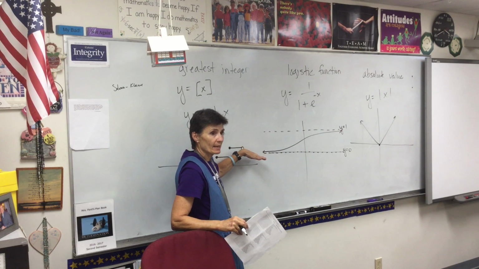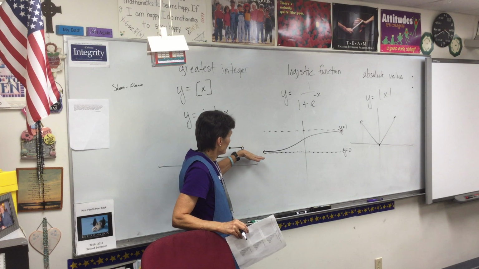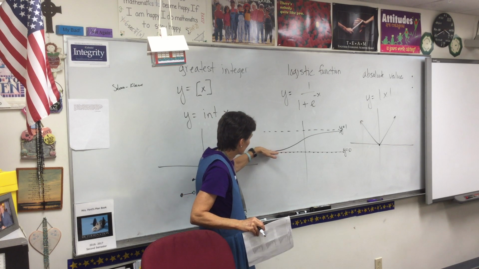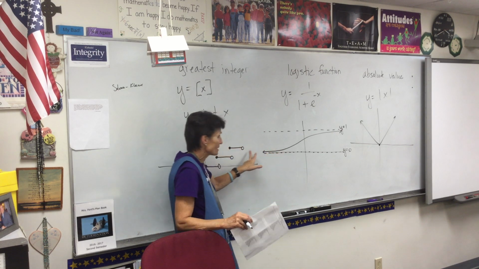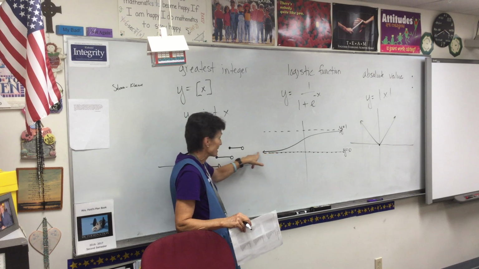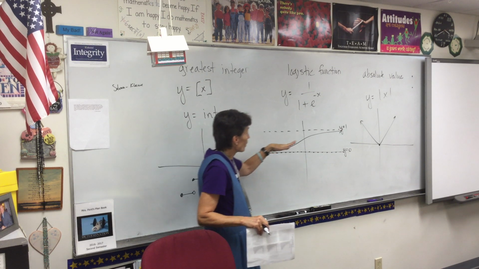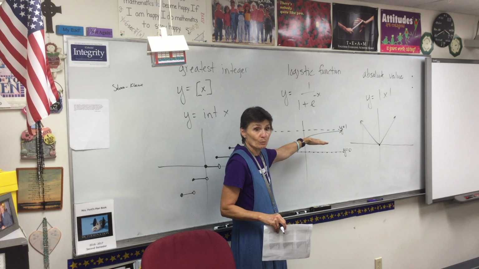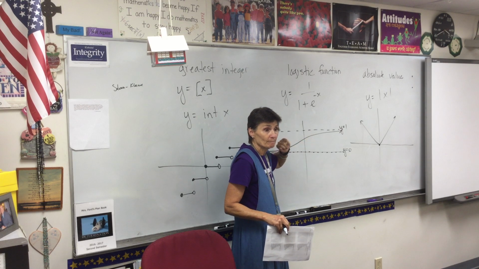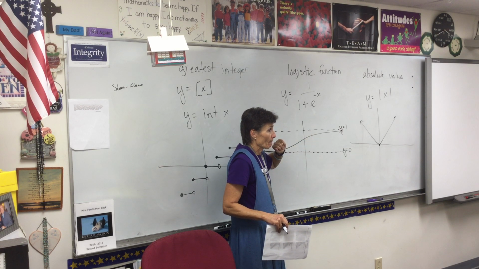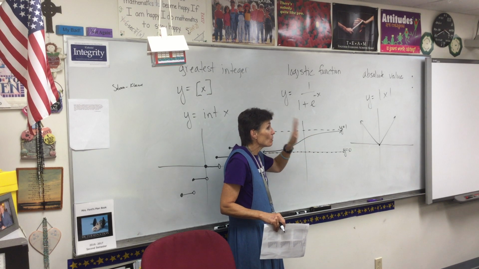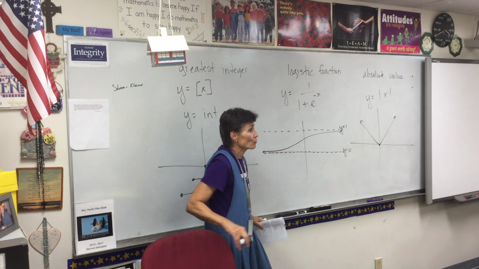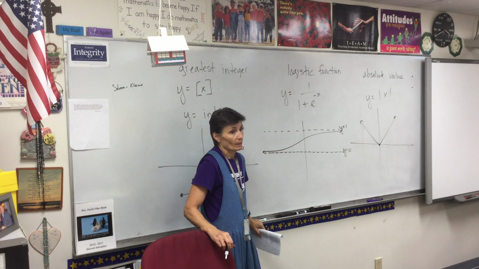So this thing approaches this asymptote. The farther we come to the left, the closer we get to 0, but the farther we go to the right, the closer we get to 1. And those, my friends, are your 12 BFFs.